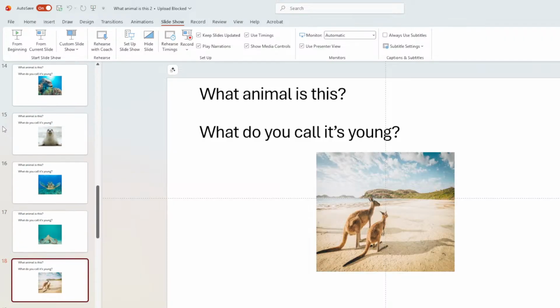Let's go to that one. Oh, our very lovely ones. What do we call that animal on the screen? Native to Australia, those animals. And the name of the young one is quite interesting too. What do we call the animal on the screen?